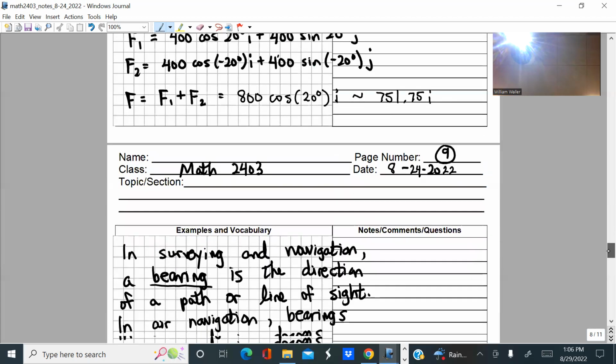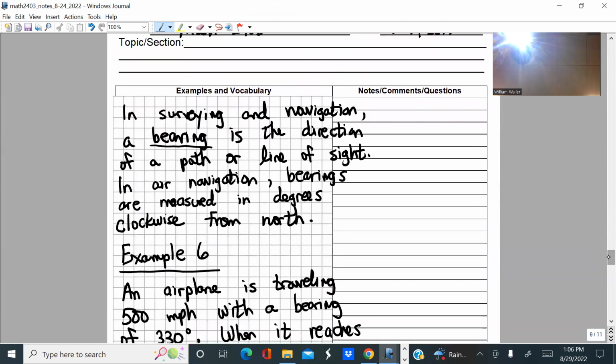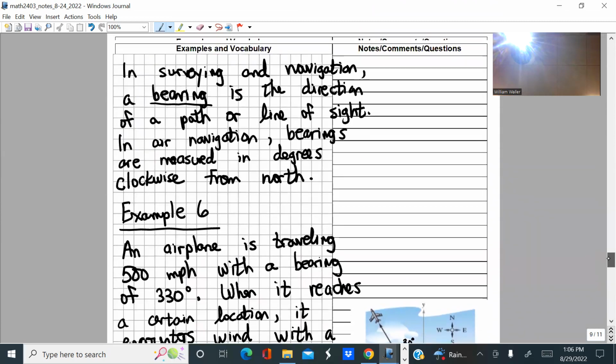All right, let's try another one. Now, this one involves velocity, but we're really going to treat the velocity very similar to force. I do have to explain one thing to you, though. In surveying and navigation, a bearing, so you've heard that term in navigation, a bearing, that's the direction clockwise from north. So when you measure a bearing, don't quite measure it like we measure angles in trig. We measure it clockwise from due north, clockwise from due north.